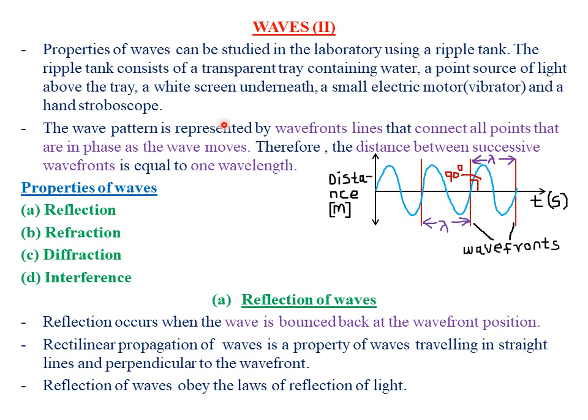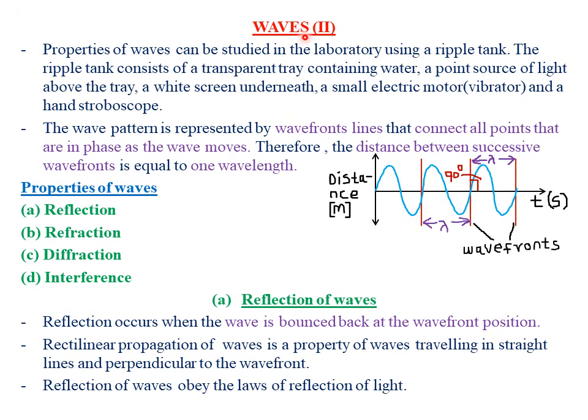The wave pattern is usually represented by wavefront lines. These lines usually connect all points that are in phase as the wave moves. So if you're asked to define what we mean by wavefront lines, you simply say that these are lines that connect all points that are in phase as the wave moves. Remember, we discussed points being in phase under waves 1. In case you still don't understand what we mean by points being in phase, you can just review our lessons on waves 1, which was our last topic under Form 2 work.